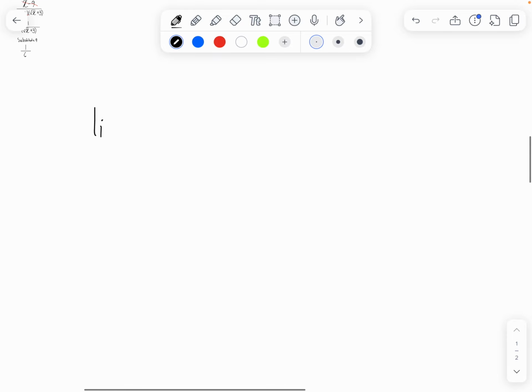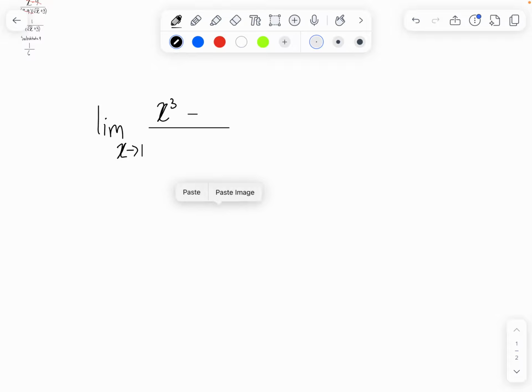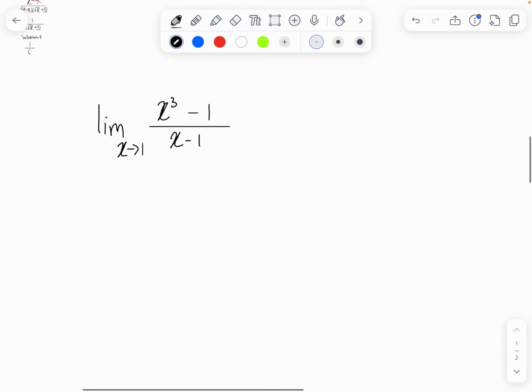Now let's move on to the next question. What is the limit as x approaches 1 of x cubed minus 1 over x minus 1? So take like 2 minutes to solve this question. So pause the video and solve. Okay, hopefully you've paused the video and you've solved.